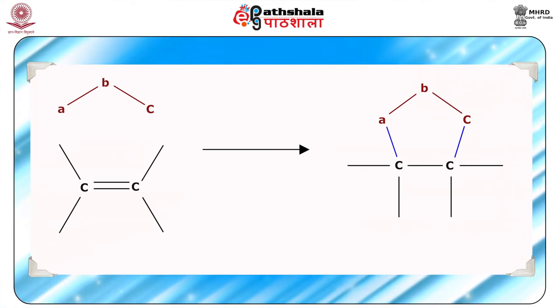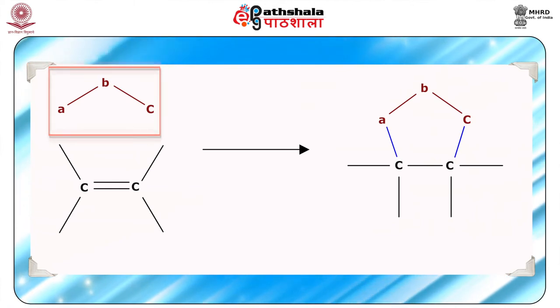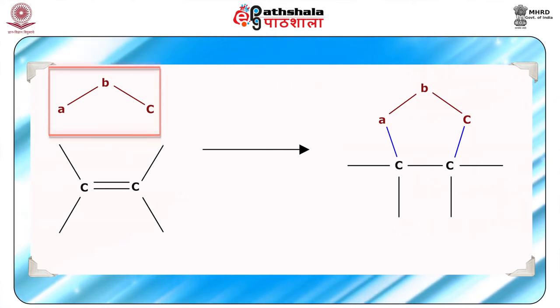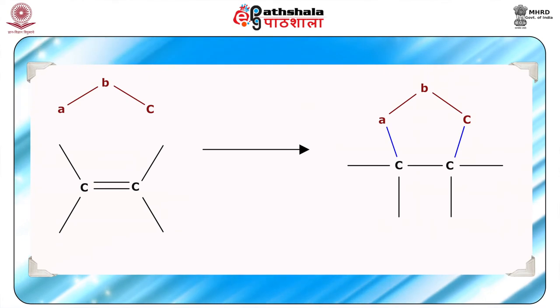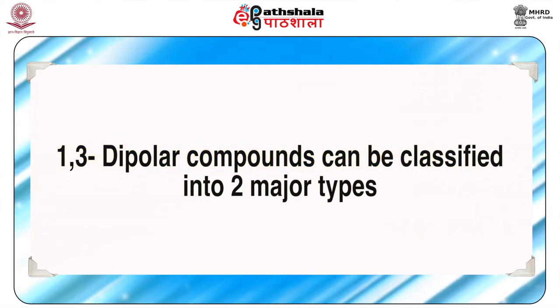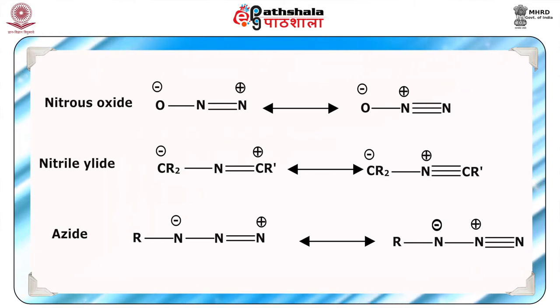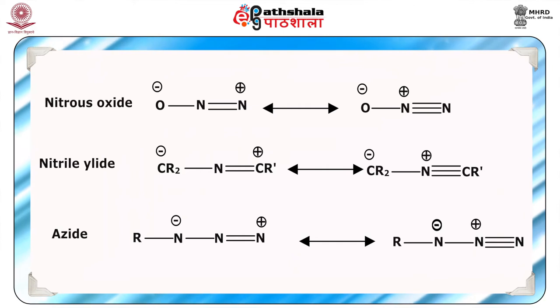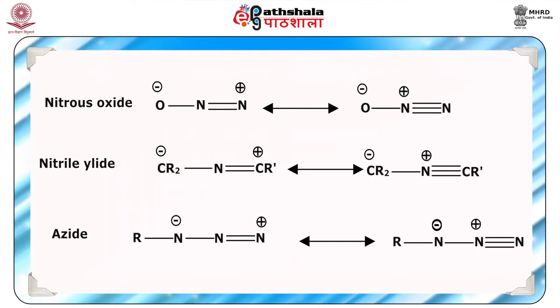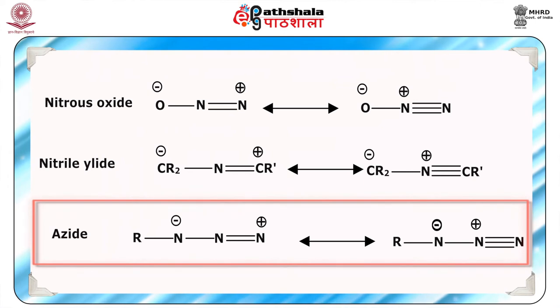The dipolar compounds have a sequence of 3 atoms, say A, B, C, of which A has a sextet of electrons in the outer shell and C an octet with at least one unshared pair. 1,3 dipolar compounds can be classified into 2 major types. A, those compounds where the double bond in the canonical form is on the sextet atom and the other canonical form has a triple bond on that atom. For example, nitrous oxide, nitrile ylide and azide.